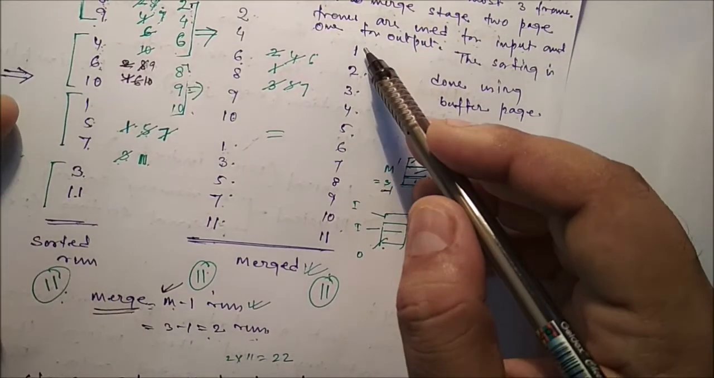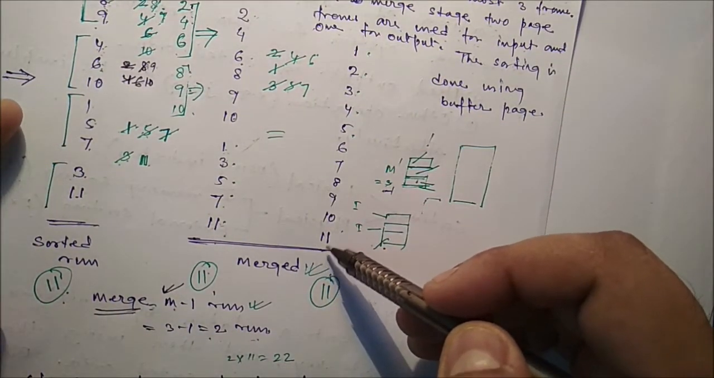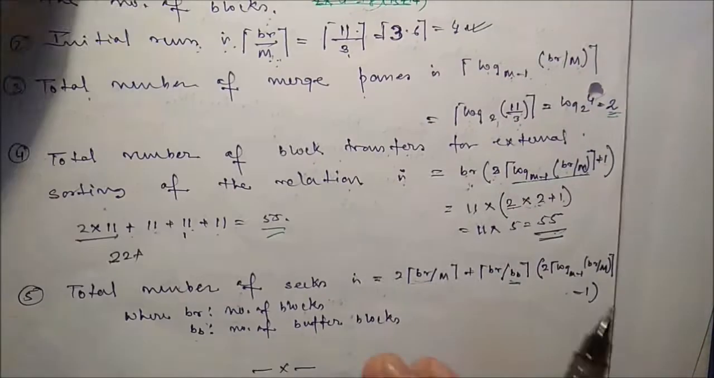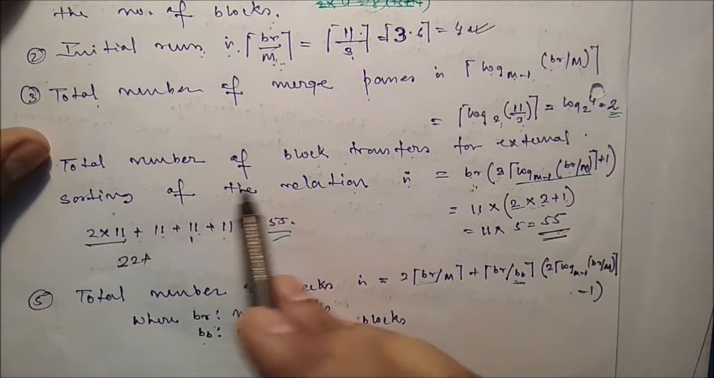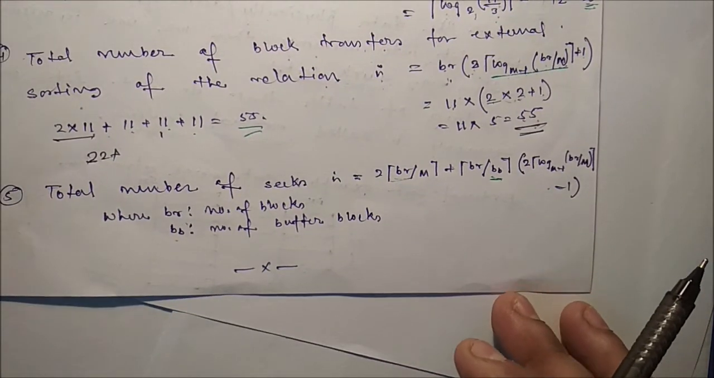Next is what? Here we have to fit this particular data. So finally we need another 11. So the total number of block transfers for external sorting of the relation is 55 in this case. Are you getting this one?